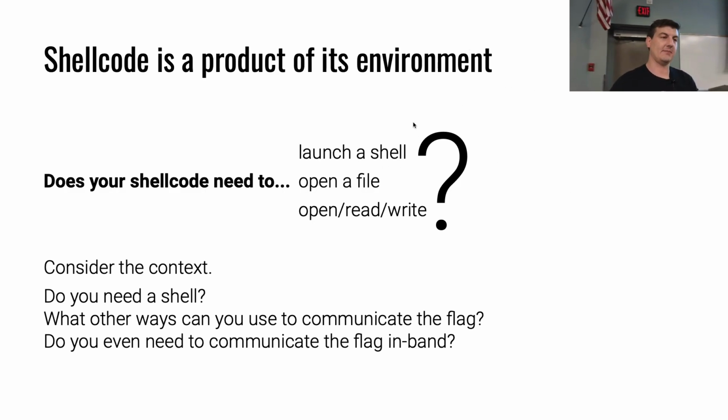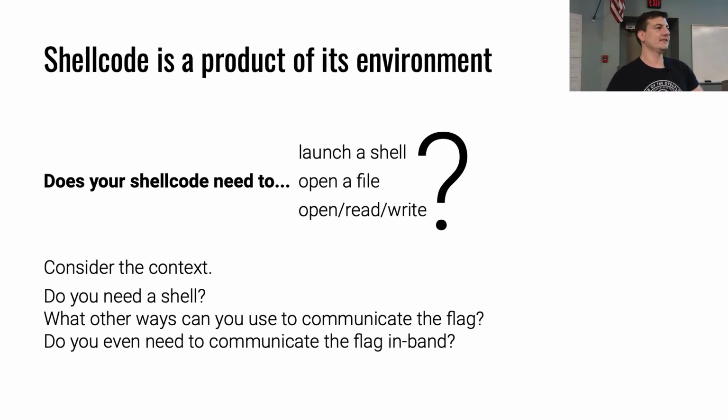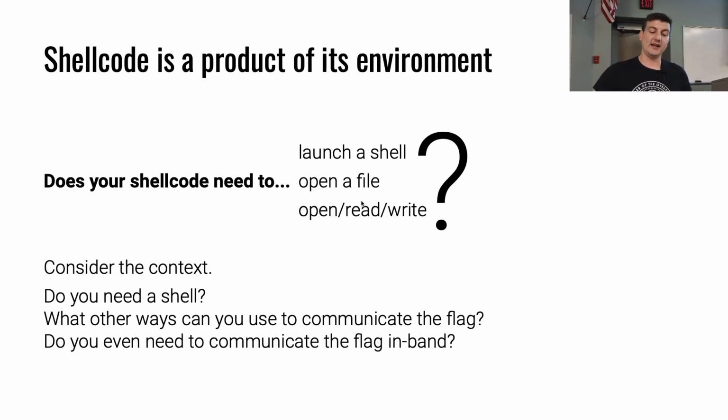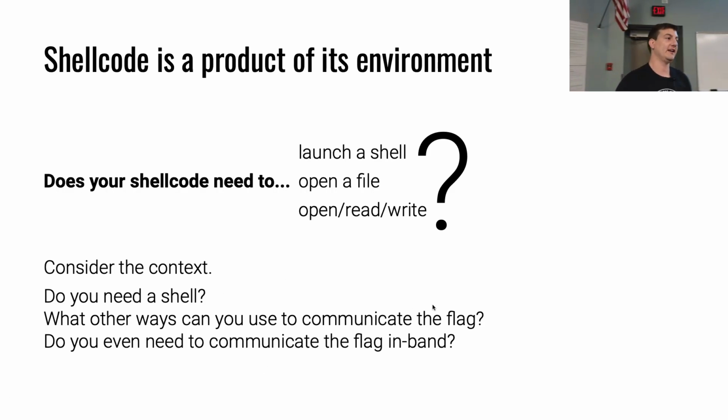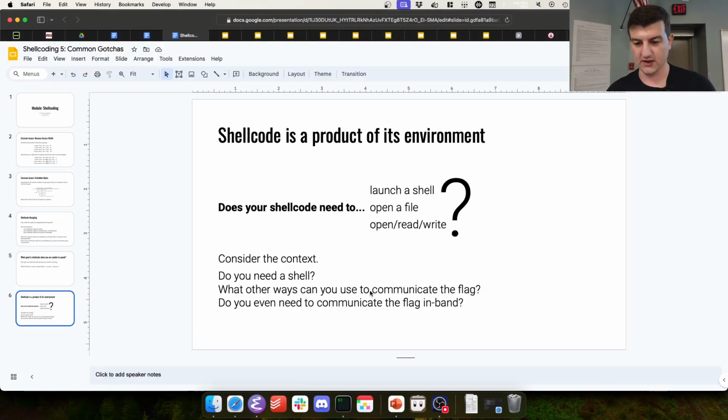Other things to remember is that your code is being executed in the context of the program, and the program has a bunch of registers and a bunch of data that's already in location. So as you think about shrinking things, you can actually think about, do we need a shell? Can we put the flag somewhere else in some other file that's already open? Do you need to communicate the flag in band? So you need to think about all of these things.